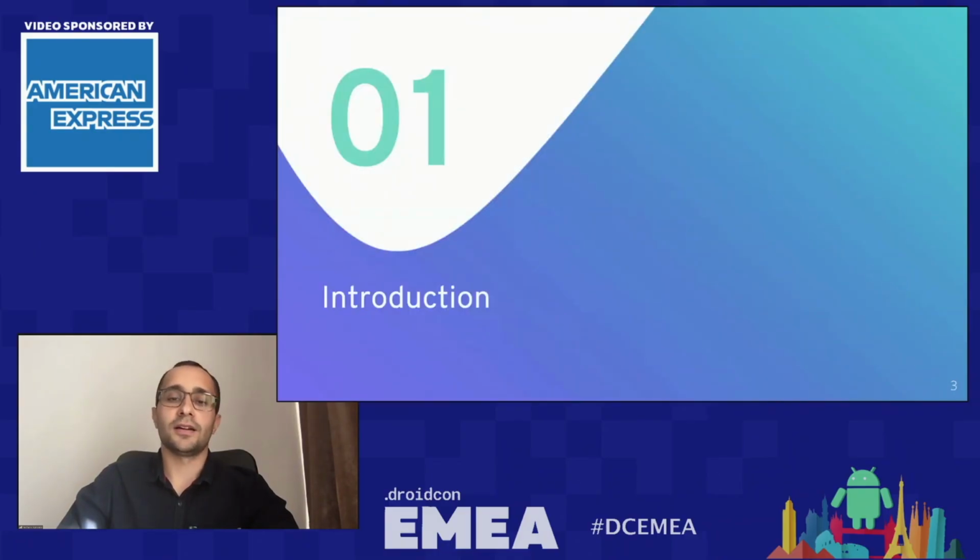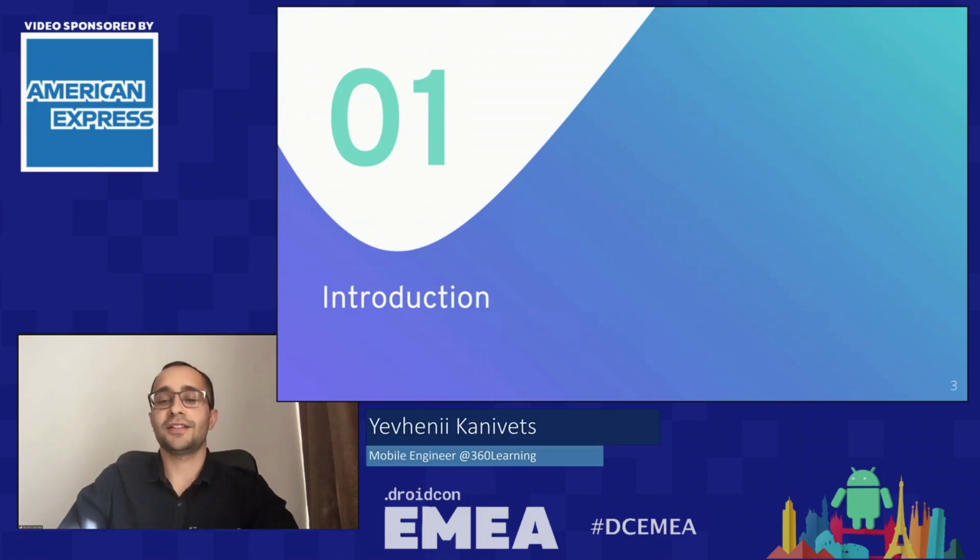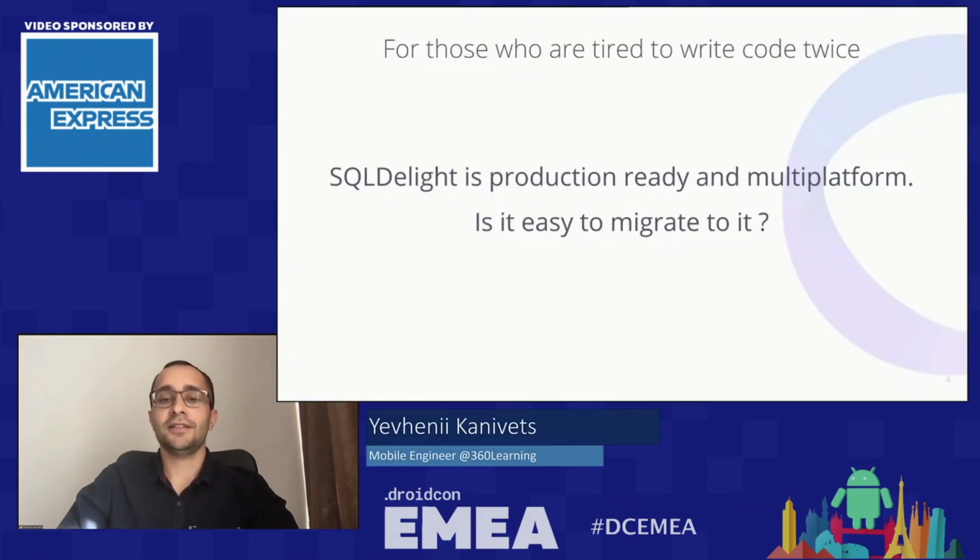So, for those who are tired to write code twice, SQLDelight is an amazing production-ready solution which can be easily used in Kotlin multi-platform projects, started from scratch. But what about mature projects, which are already using other database solutions with important users' data? We will see examples of migrating from SQLite, Room, and Realm.